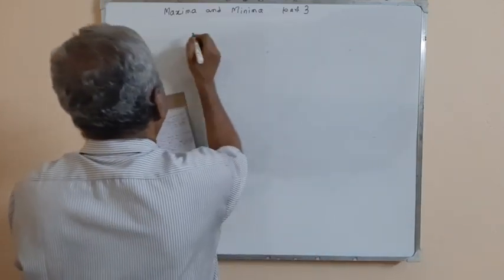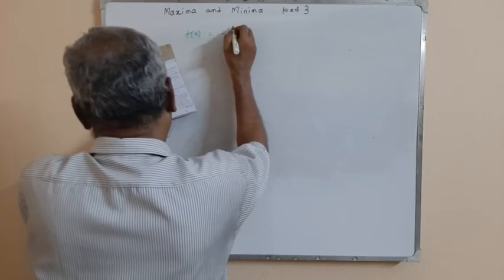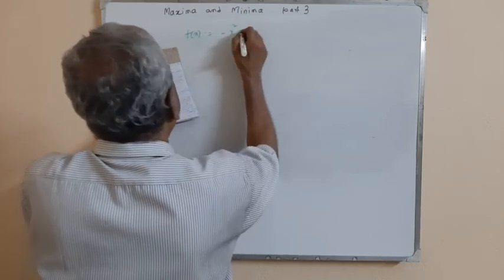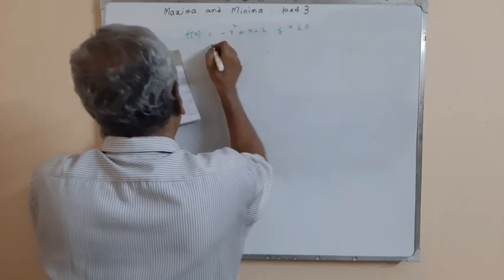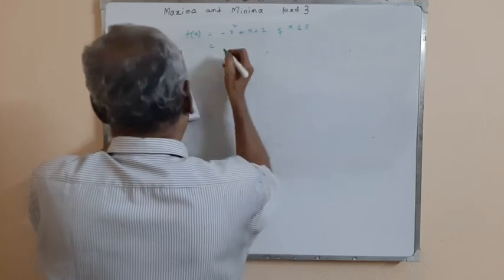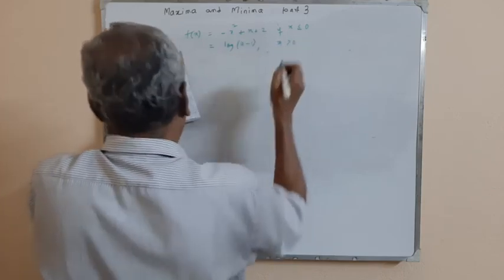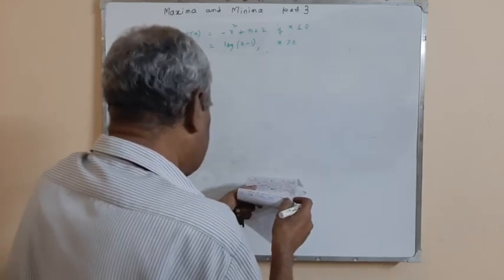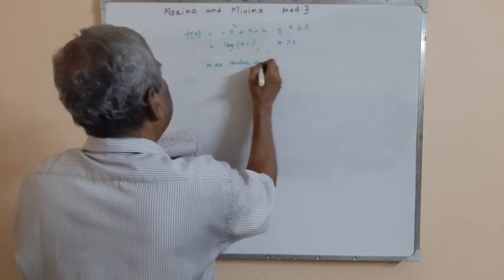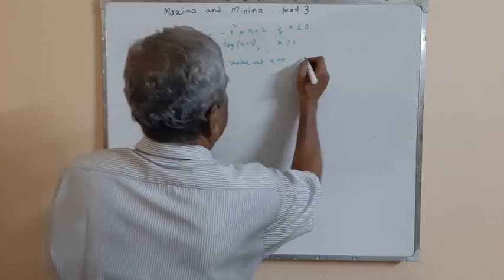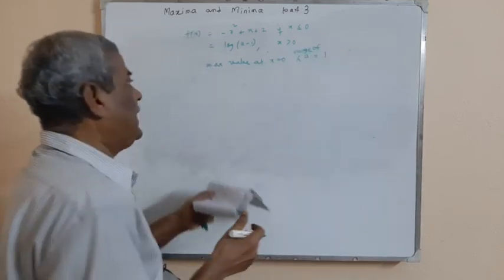Let f(x) is equal to minus x square plus x plus 2 if x is less than or equal to 0, and f(x) is equal to log of a minus 1 if x is greater than 0. If f(x) attains maximum value at x is equal to 0, then range of a is what?